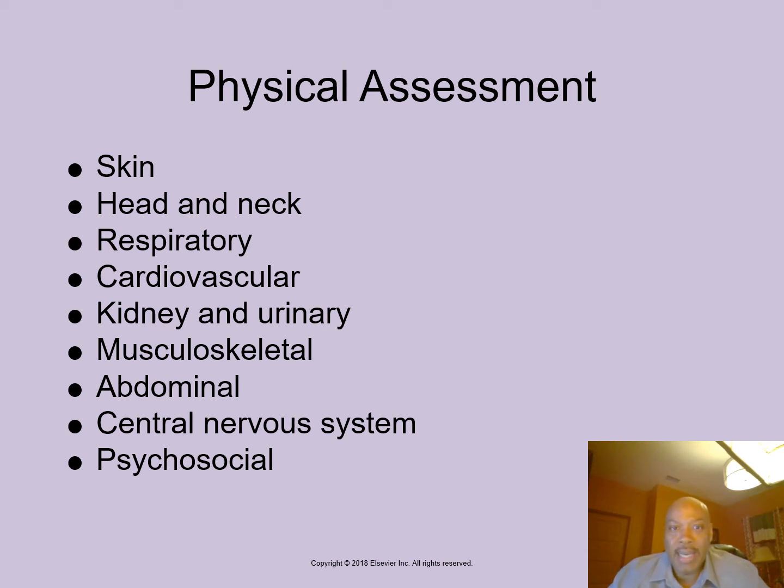As far as head and neck, we want to look at pallor, ulcerations of the oral mucosa. The tongue is typically smooth in patients with pernicious anemia or iron deficiency anemia, or their tongue can be smooth and beefy red with other nutritional deficiencies. Also read page 802 as far as head and neck assessment.